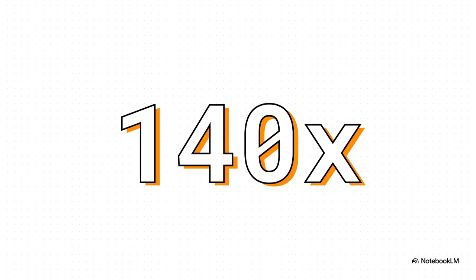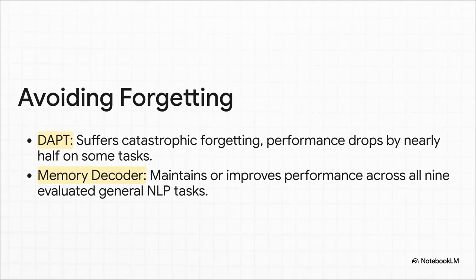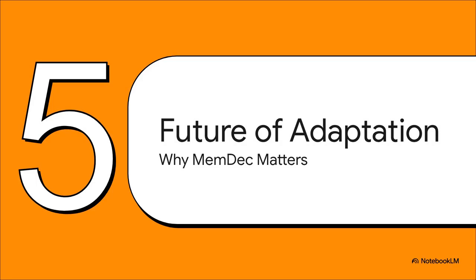It's just incredible. But what about that catastrophic forgetting problem we talked about? Well, the data shows that with DAPT, the AI's performance on general knowledge tasks tanked, sometimes by almost half. But with Memory Decoder, because it doesn't mess with the base model, it either kept, or in some cases even improved its general skills. It's specialization without sacrifice. So, let's zoom out. What does this all add up to?